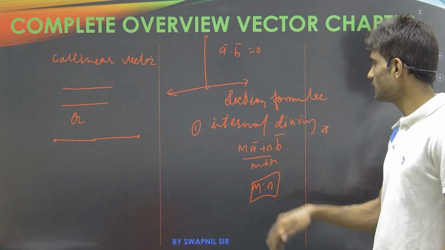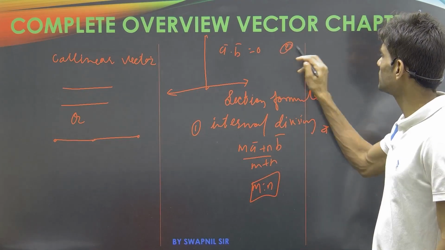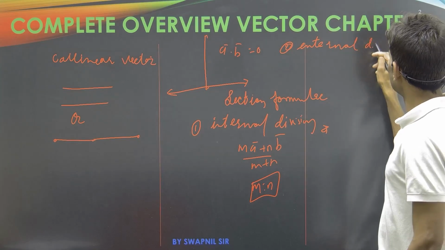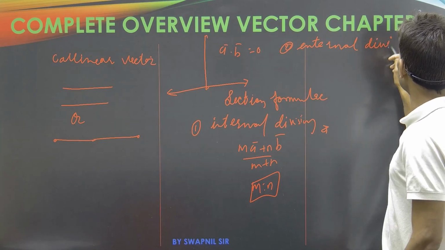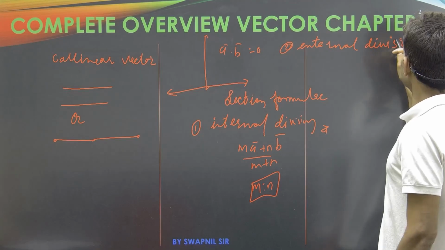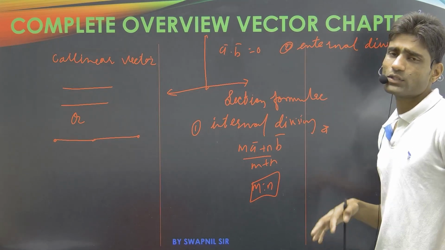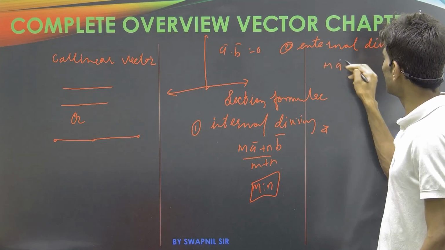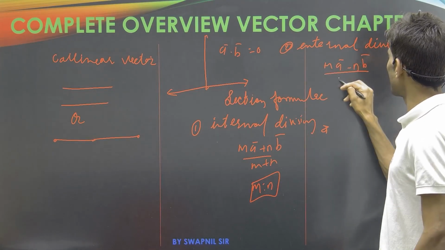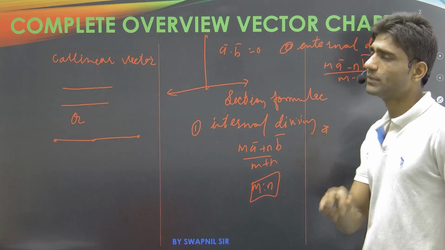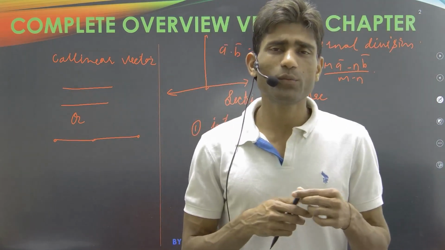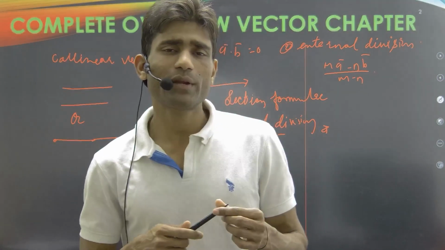This one is for internal division. Similarly, for the external division, we define the section formula as (m b bar minus n times a bar) upon (m minus n). This one is our section formula for external division, and it is very useful in the subsequent examples.